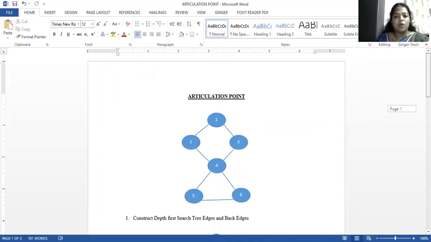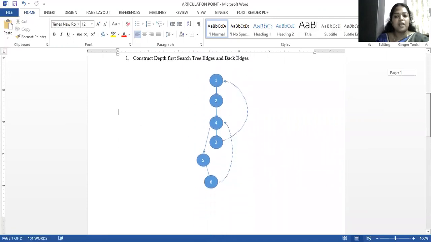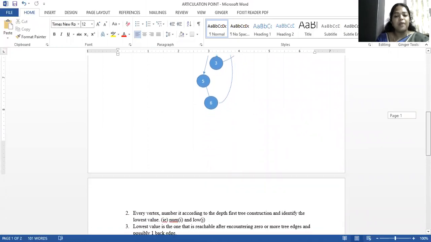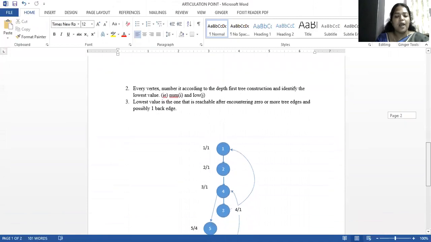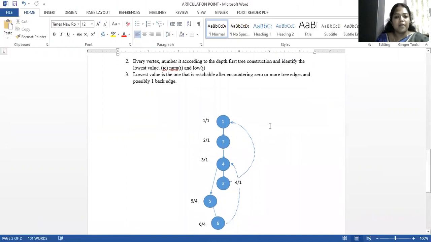Just by having a close look at this graph manually you can say, but for the machine to understand and to identify whether an articulation point exists, this is the better procedure to follow. So now the depth first search tree has been constructed as the first step, and as the second step, for every vertex we have to number it with two values. One value I term as num of i, the number given for the vertex, and the other I call the lowest point, the lowest point from where it can be reachable.